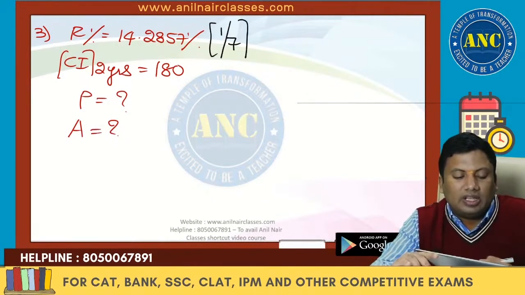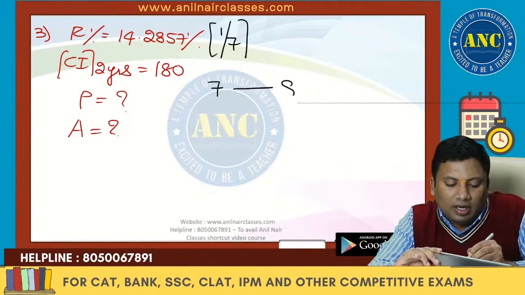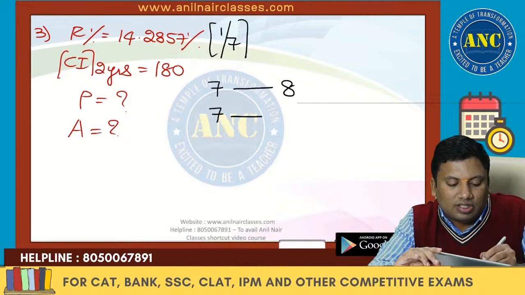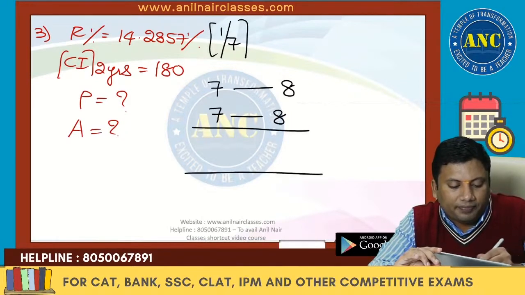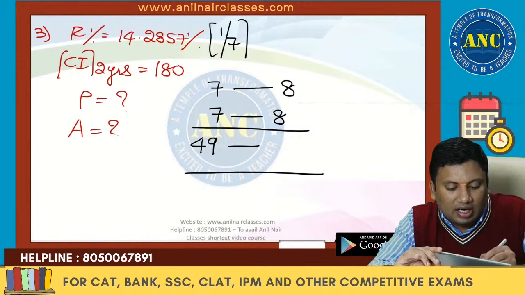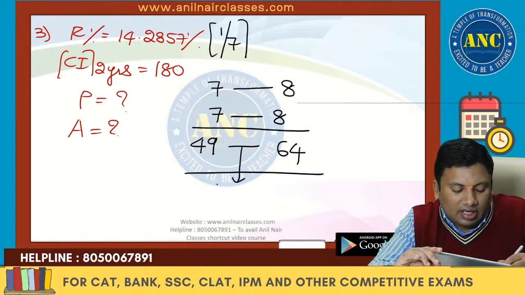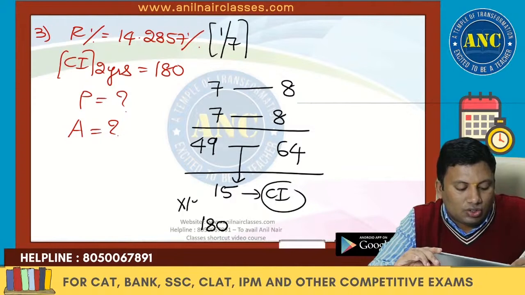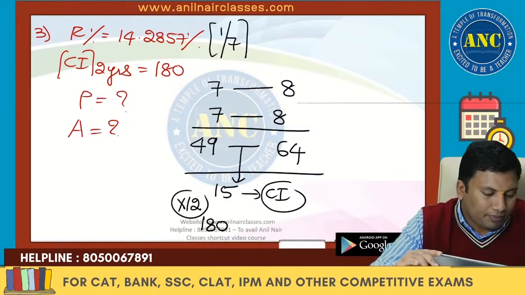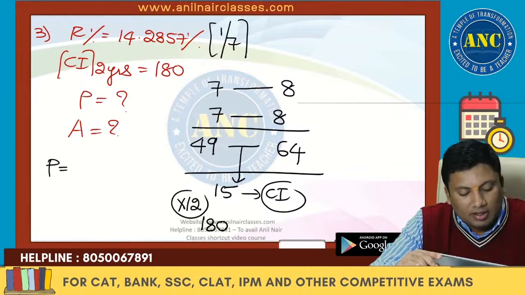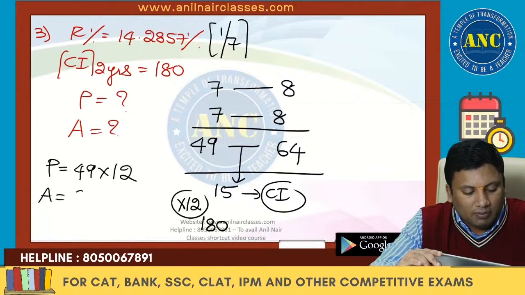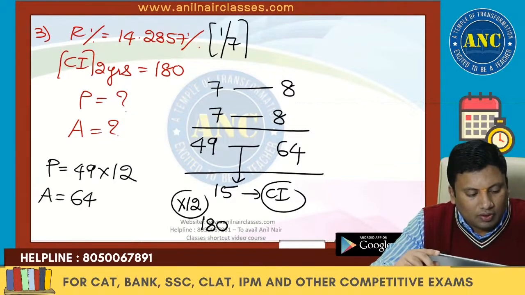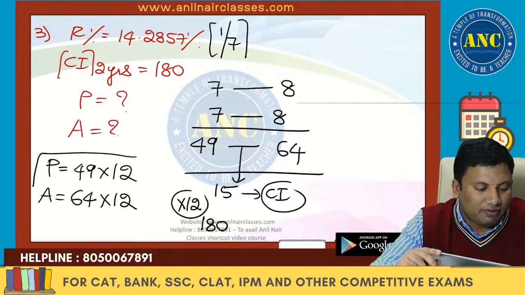14.2857 is 1 by 7. So 7 with 1 increase is 8. Second year also, 7 with 1 increase, it is 8. 7 7s are 49. 8 8s are 64. Extra is nothing but 15. According to the question, extra is the CI. 15 became 180, so into 12. So principal is 49 into 12. Amount is 64 into 12.